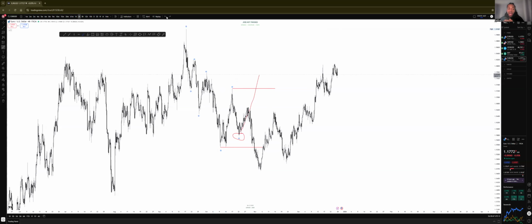What makes a strong supply? It must lead to a break of structure. What makes a strong demand? It must lead to a break of structure. So we know that this low did not lead to that. It didn't cause that. Okay.